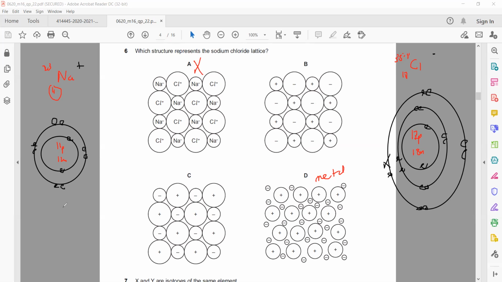So it means the positive ion should be smaller in size in the lattice and the negative ion should be larger in size. So what is the right answer? B is the correct answer. B and C both show the lattice, but why is B right? Because the positive ion, sodium, has 2 shells, and the chloride ion has 3 shells. So the size of the sodium or positive ion is smaller compared to the size of the negative ion.